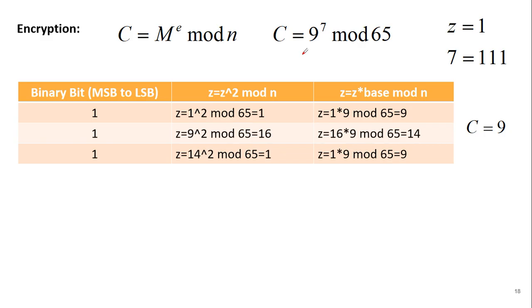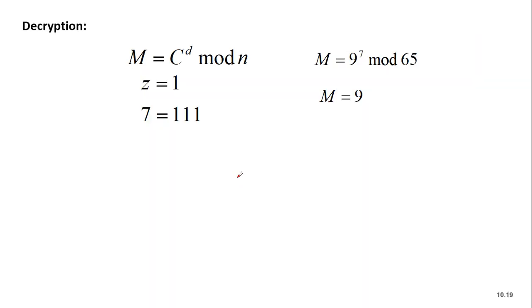Now we can calculate 9 raised to 7 mod 65. We can calculate directly also, and if we want we can use the square and multiply algorithm. It is a systematic approach. I have already published the video on this also, so you just refer to that video to understand this operation. Now decryption: exactly the same formula, the only change is that in encryption we use the public key, and in decryption we use the private key, and M and C positions get exchanged. Now again it is 9 raised to 7 mod 65.